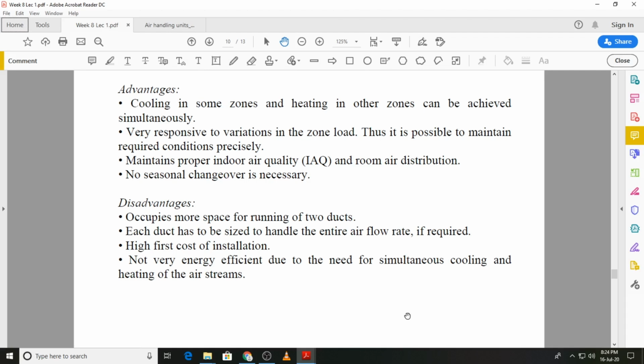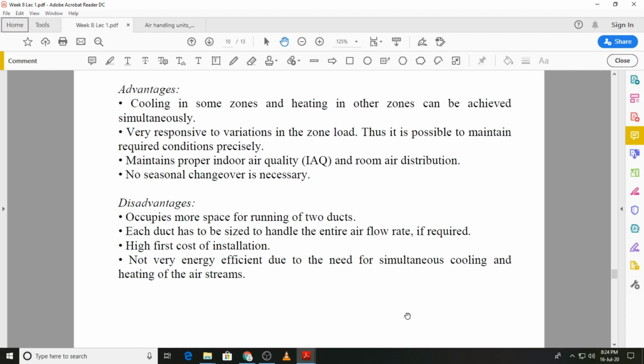Disadvantages, of course, because there are two ducts, we need more space, and each duct has to be sized to handle the entire flow rate if required. For example, if only cold air is required, it should be able to handle the maximum flow rate, that duct, the cold air duct, and similarly the hot air duct. And it has a high initial cost, and again energy usage is a problem because we are heating and cooling the air at the same time. It's not very energy efficient.